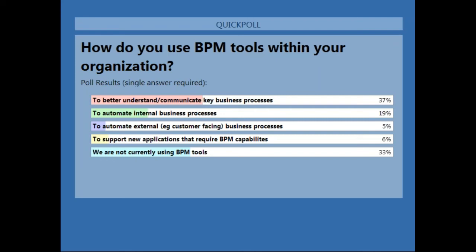So 37% use BPM tools to better understand and communicate key business processes. 19% use it to automate internal business processes. 5% use it to automate external business processes. 6% use it to support new applications that require BPM capabilities. And 33% are currently not using BPM tools.